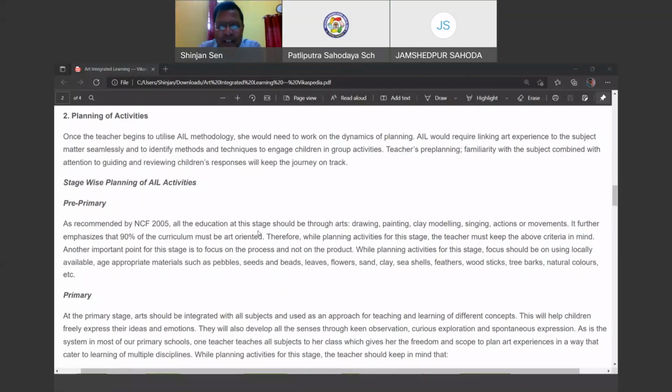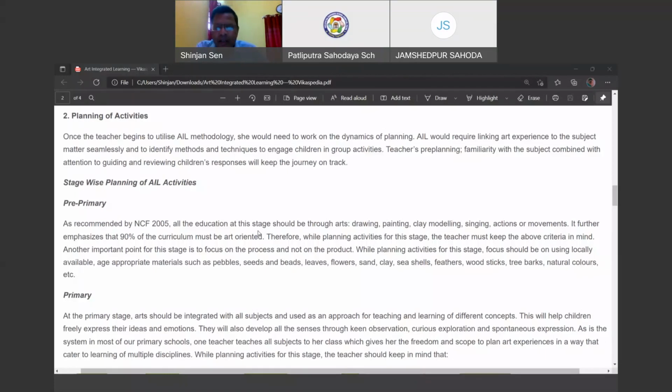Once the concept is understood, the retaining capacity in the mind of the children will stay there forever and ever. And that is what our target is. That's what we want to do. So while planning activities, we should keep this in mind.